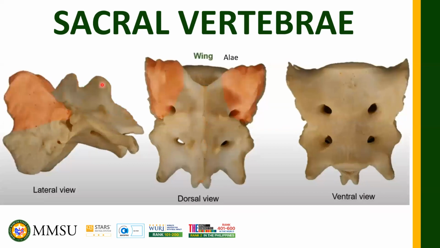And then we have the wing, or what we call as the ala. So they are usually broad na flat lateral expansions on each side of the sacrum. So they usually project laterally from the body of the sacrum. So ang ginagawa nila dito is they articulate with the wings of the ilium to form the sacroiliac joint. Yung mga ilium natin, which is one of the three bones of the pelvis.